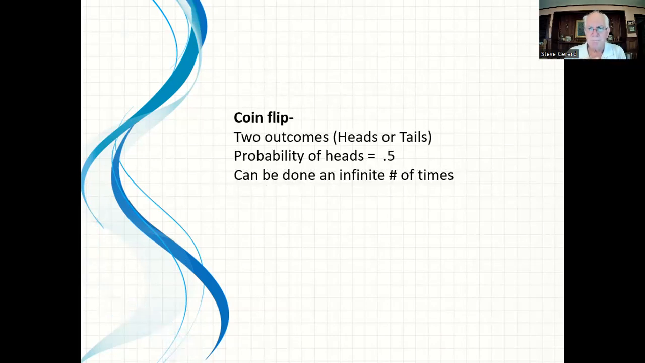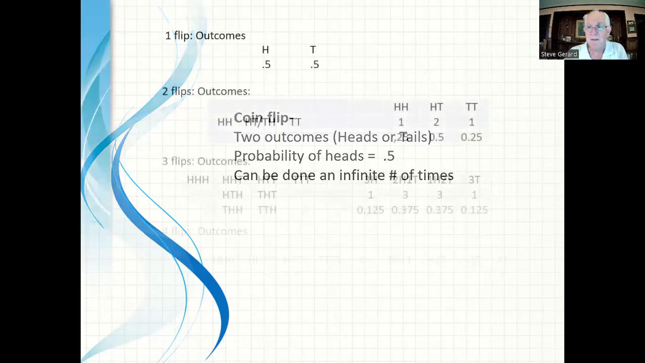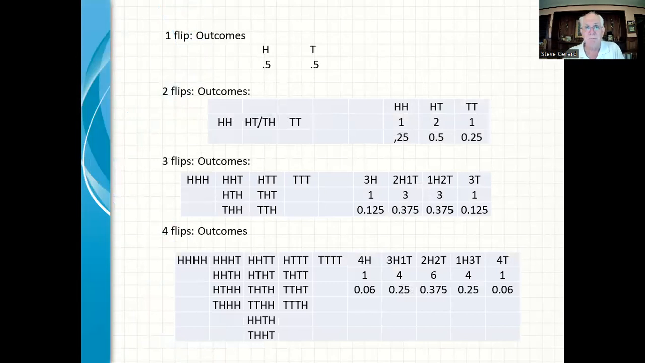Suppose I flip a coin, heads or tails. The probability, assuming it's an honest coin, is 0.5. And you can do this an infinite number of times. As long as you maintain enough interest to stay awake, you can keep flipping coins and just keep adding. It's a binomial problem, if you will. With one flip of the coin, you get a 50% chance of heads and a 50% chance of tails. That makes sense. You can go either way, assuming it's an honest coin.